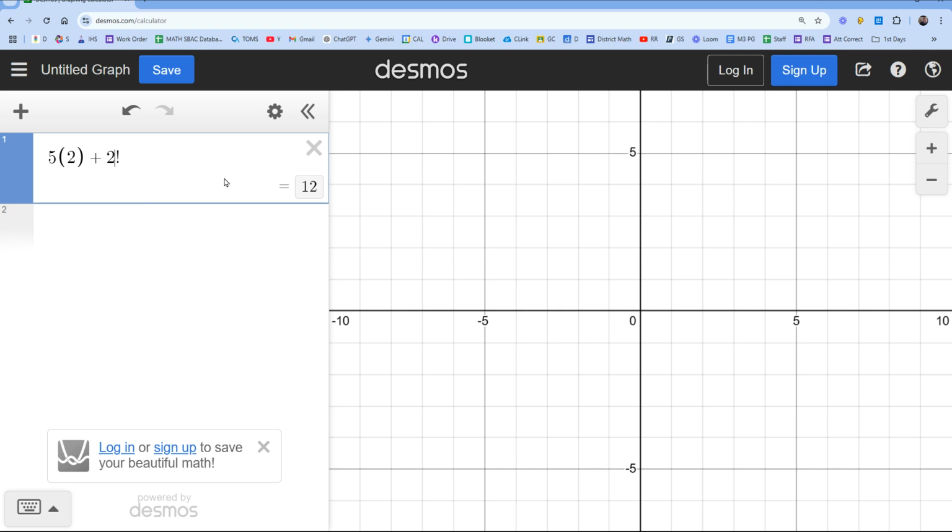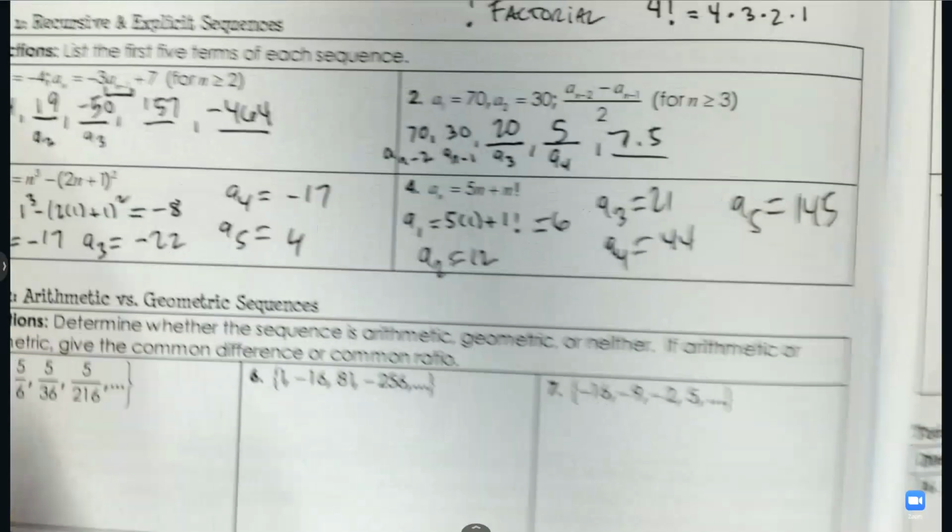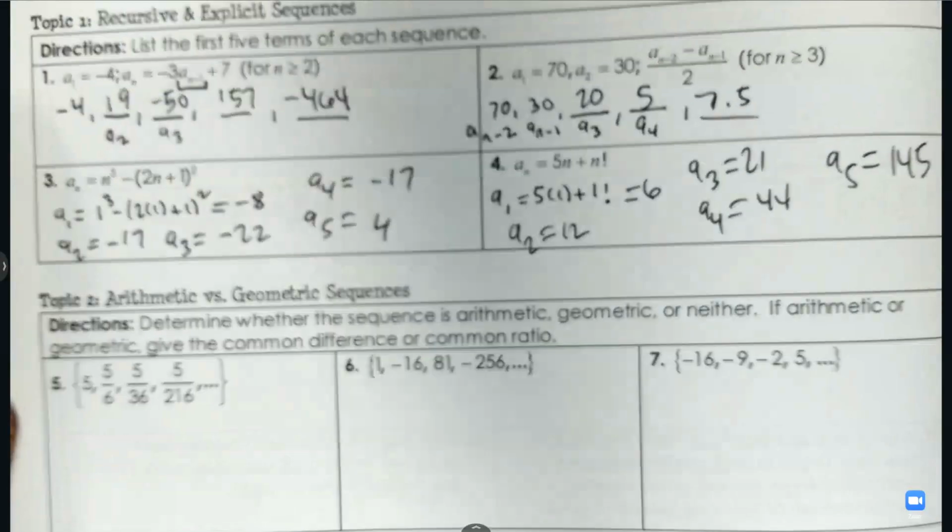Press pause. See if you can do all the way to 5, and then check your answers. So the next one is 3. And the next one is 4, and then 5. All right, so those are your answers. And that's what it looks like.